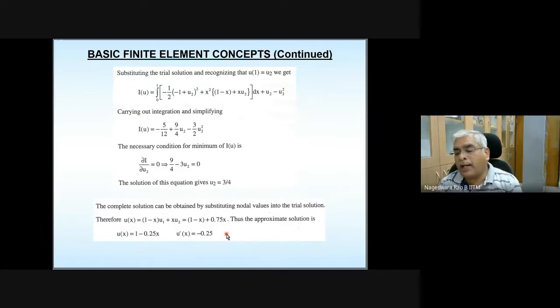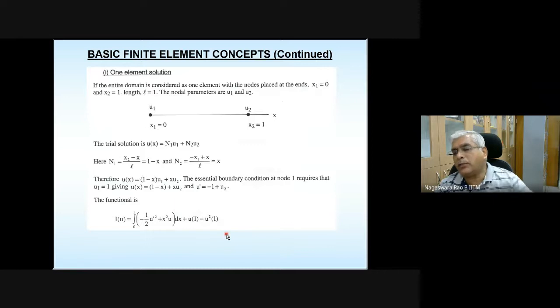Let's say you are not happy with this solution. Please note that this is an approximate solution. There is going to be an error associated with it. And if you want to check whether this solution is correct or not, instead of one element, you take two elements. If you understood this procedure for one element, you can extend it for two elements.